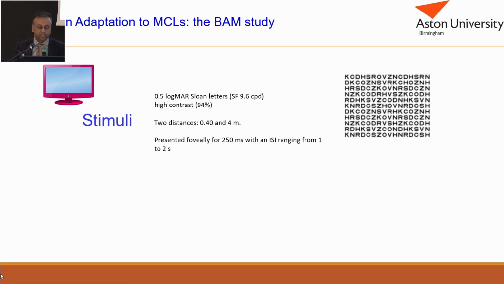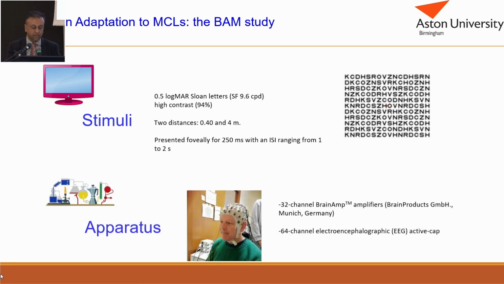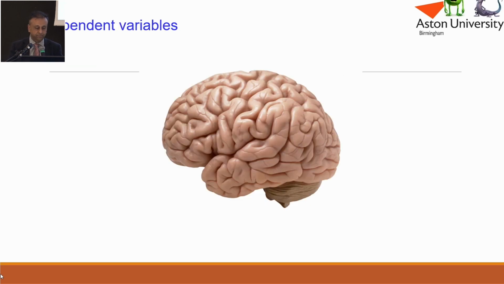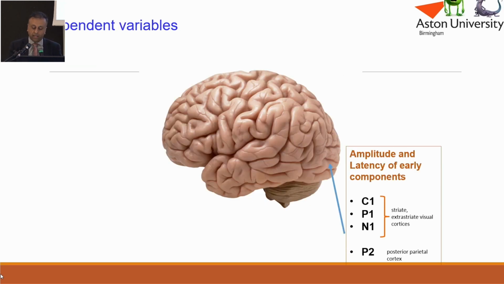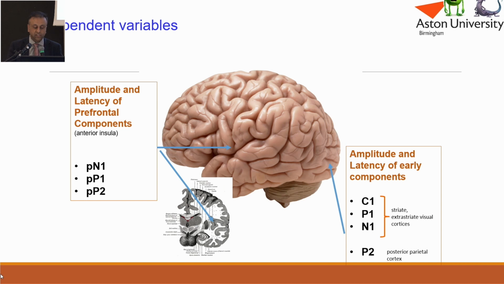The stimuli were Sloan letters. The picture you saw before, this was a 32-channel signal with 64 channels altogether. And these are the areas that we looked at. We looked at the parietal area, and this is the anterior insular area of the brain. And we also looked at the occipital area, which is the visual cortex.